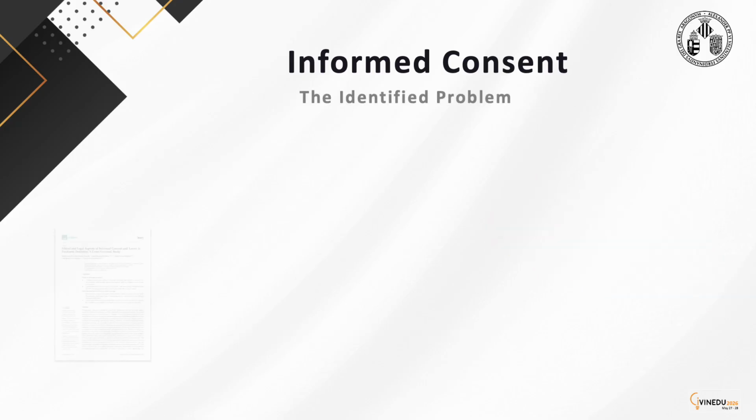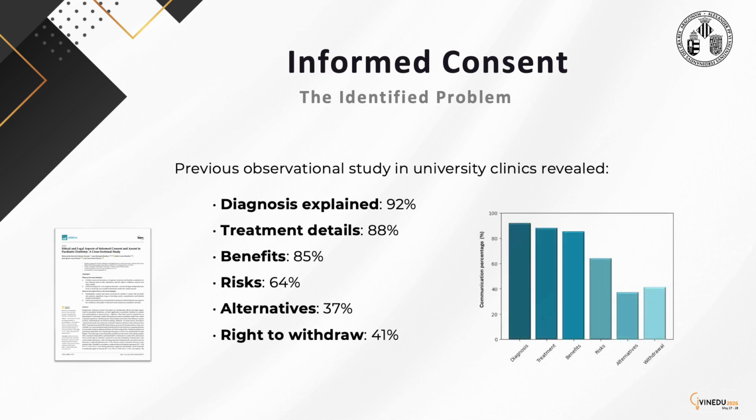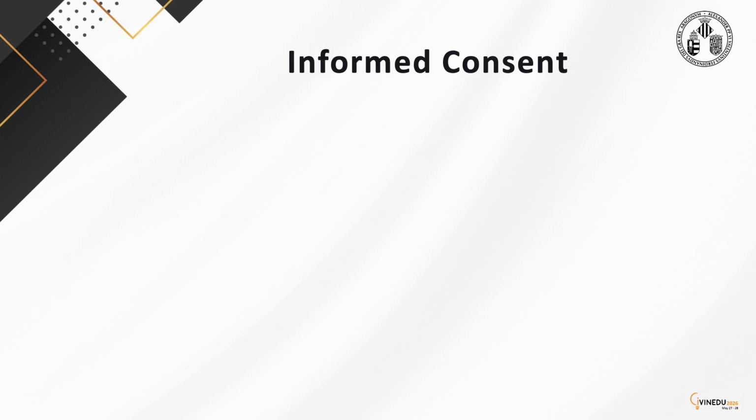A previous observational study conducted in university clinics revealed an important discrepancy. While students frequently explain diagnoses and benefits, the communication of risks, therapeutic alternatives, and the possibility of withdrawing consent was considerably less consistent. This indicated a structured training gap.